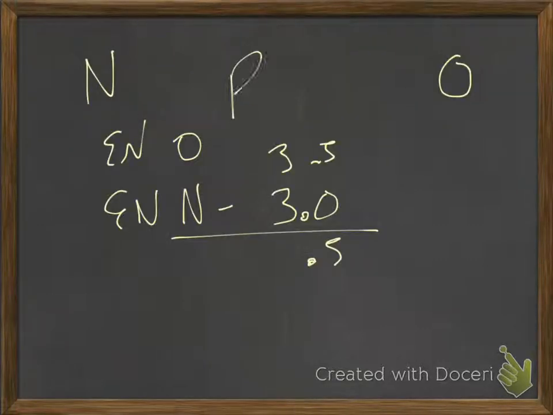Okay, so polar covalent bond. Okay, let's do one more. We'll do copper and chlorine. Okay, let's just skip the copper and the chlorine because something weird happened there.